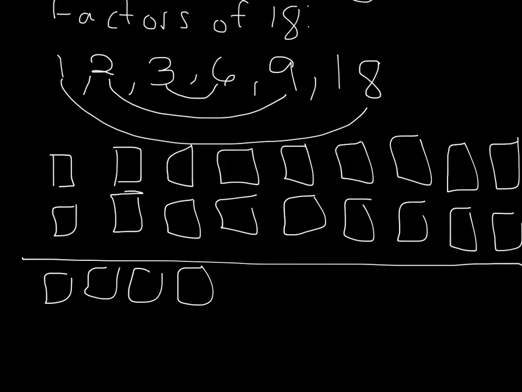And some people notice this forms a little rainbow. I did mine under, so it's like an upside down rainbow here. But you can always link your factors. These are all the different ways of arranging 18. And so we call that the factors of 18.